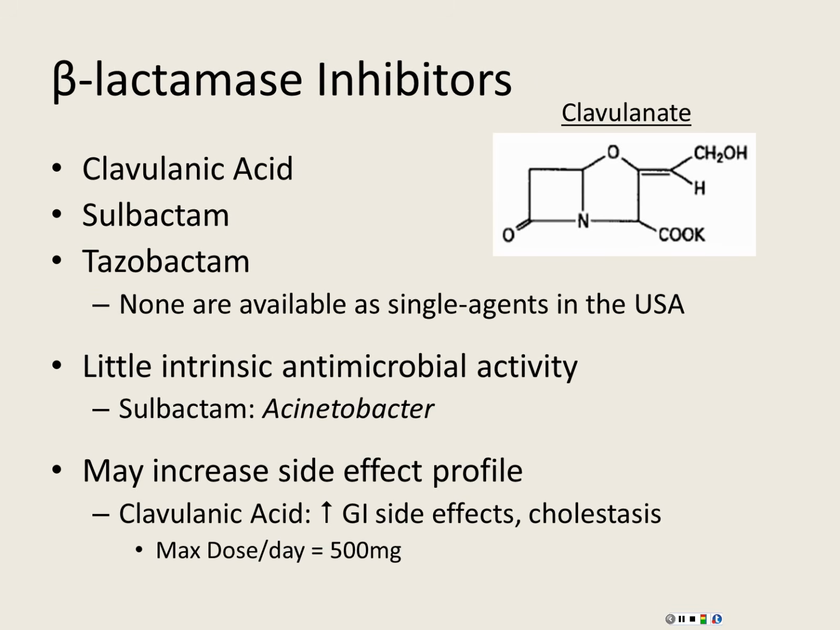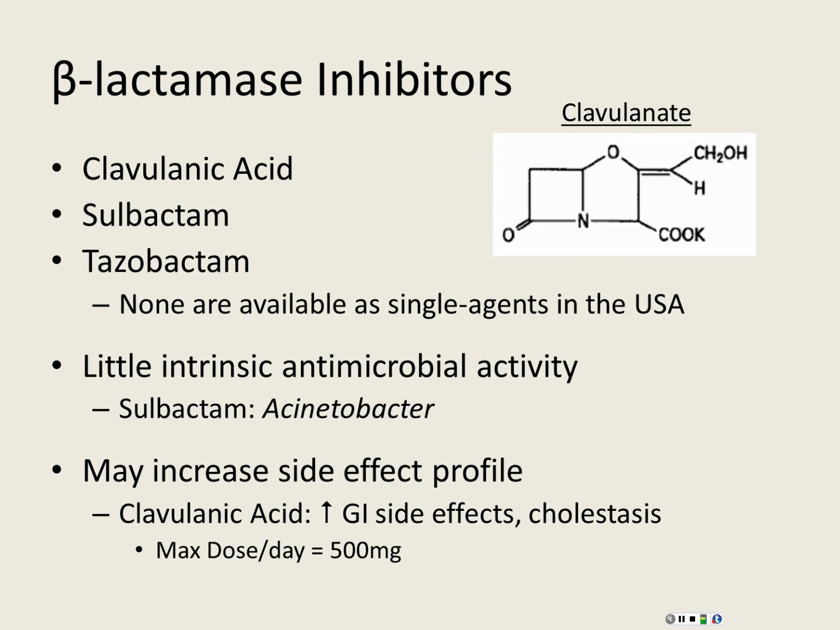The next slide reviews the beta-lactamase inhibitors. And so we've got clavulanic acid, sulbactam, and tazobactam. None of these are available as single agents in the U.S. If you take a look at the structure on the right of clavulanic acid, you'll see that beta-lactam ring. How these agents work is they bind via suicide inhibition, a covalent bond, to the beta-lactamase, and they stay with it for the life of it. So they're very good in their protection against beta-lactamases.